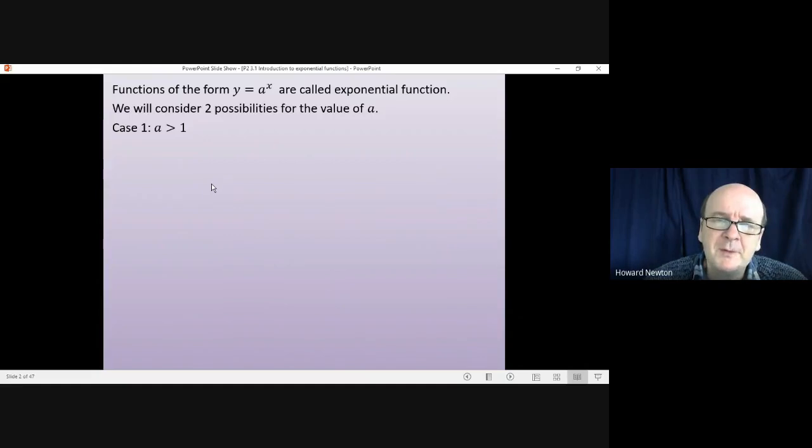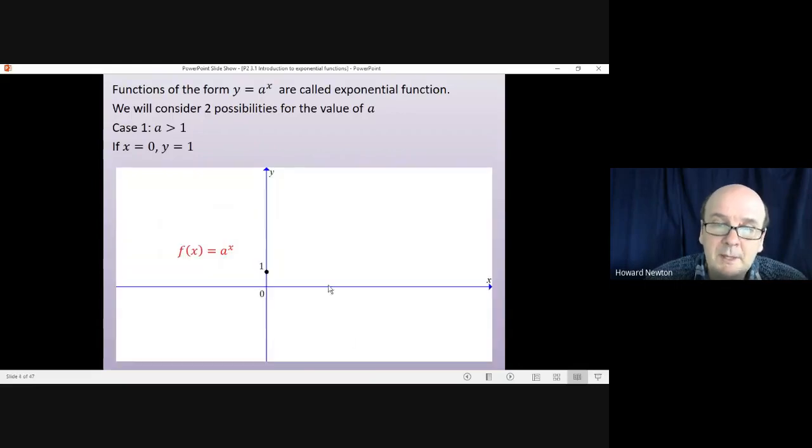So first of all, we'll think about the crossing points on the axes. To find the crossing point on the y-axis, we say what happens if x is 0. Well, if x is 0, we'll have a to the power of 0. Doesn't matter what a is, a to the power of 0 is always equal to 1. So if x is 0, y will equal 1, and that means there'll be a crossing point at 1 on the y-axis.